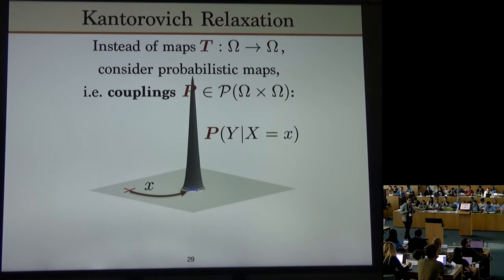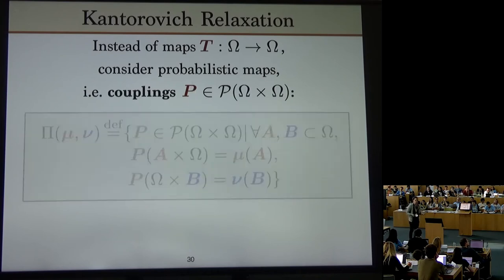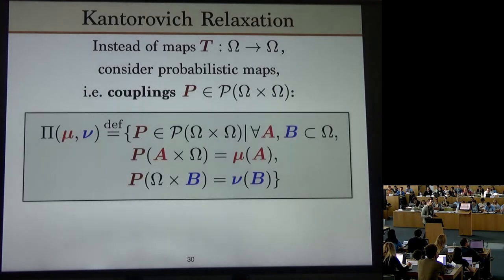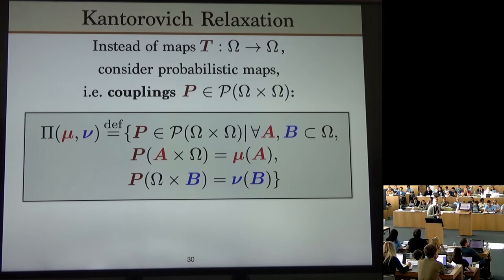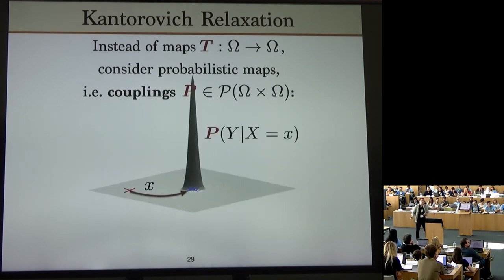So if you think about this generalization, it's essentially that you will allow yourself now to consider probabilistic maps. And this is what we call couplings. A coupling is something that associates a probability to two points, X and Y. And so you can derive from a coupling this conditional distribution that I just described here. So this was the conditional distribution of this coupling. It's the probability of the random variable Y given that I'm starting from small x, okay? So I'm spreading the mass all around there.